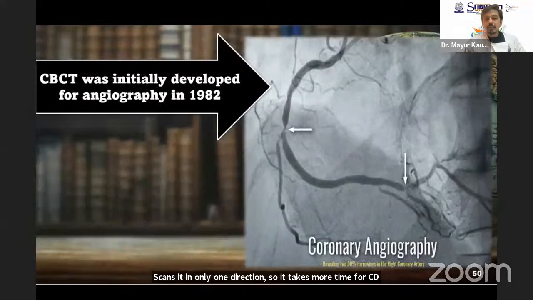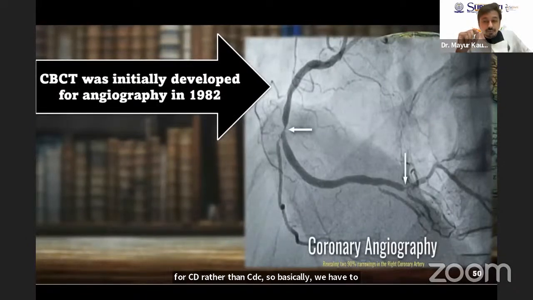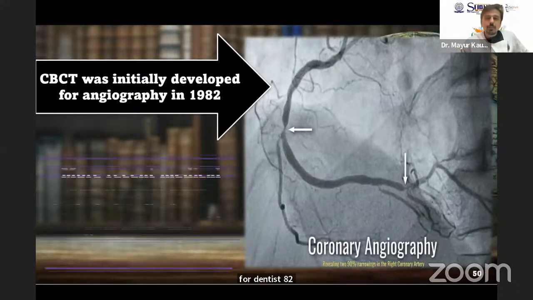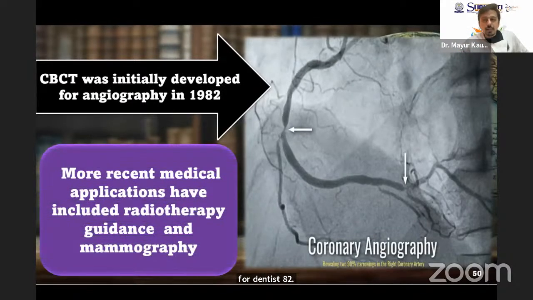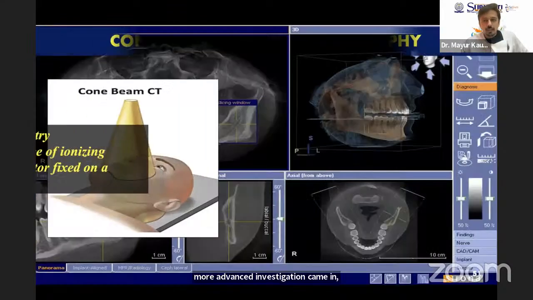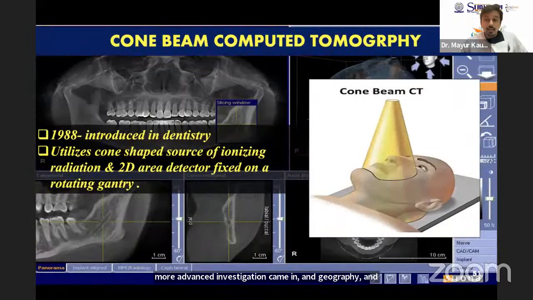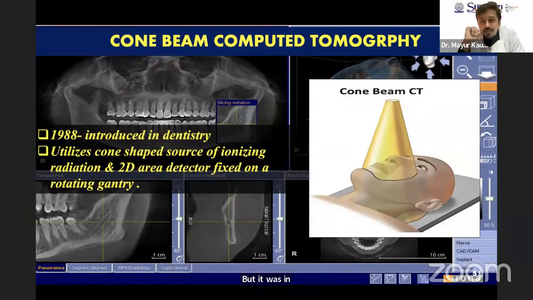So basically, we have to remember that about 1.5 decades, 15 years after CT, CBCT was developed. And initially, it wasn't developed for dentistry. In '82, it had come for angiography. But of course, later on, more advanced investigations came in angiography, and it wasn't used that frequently. But way back in '88, it was introduced in dentistry. And that is when it started having a lot of applications.